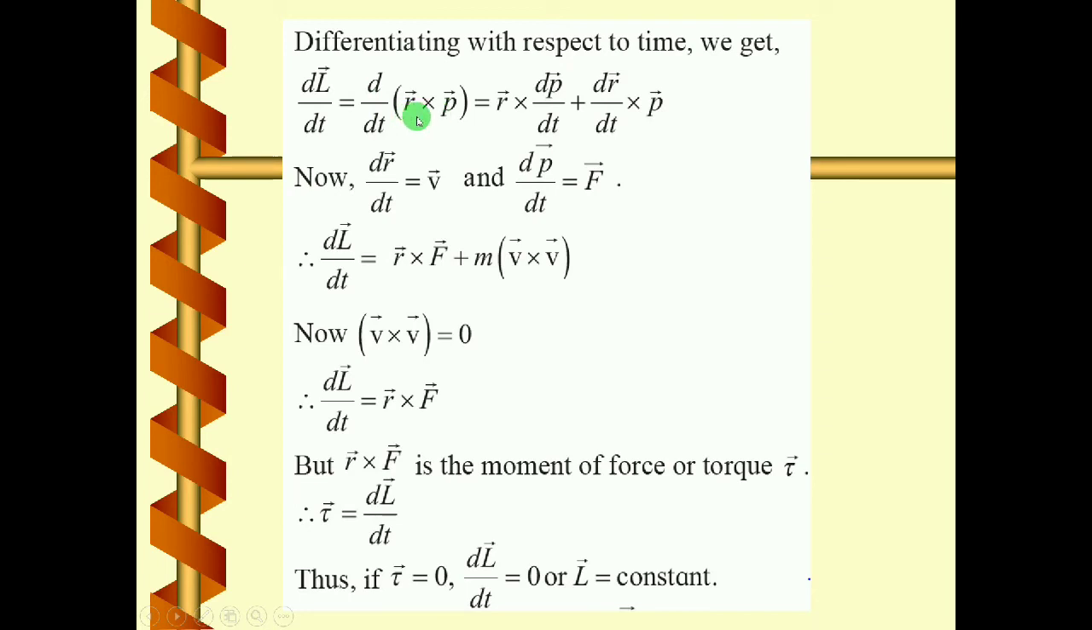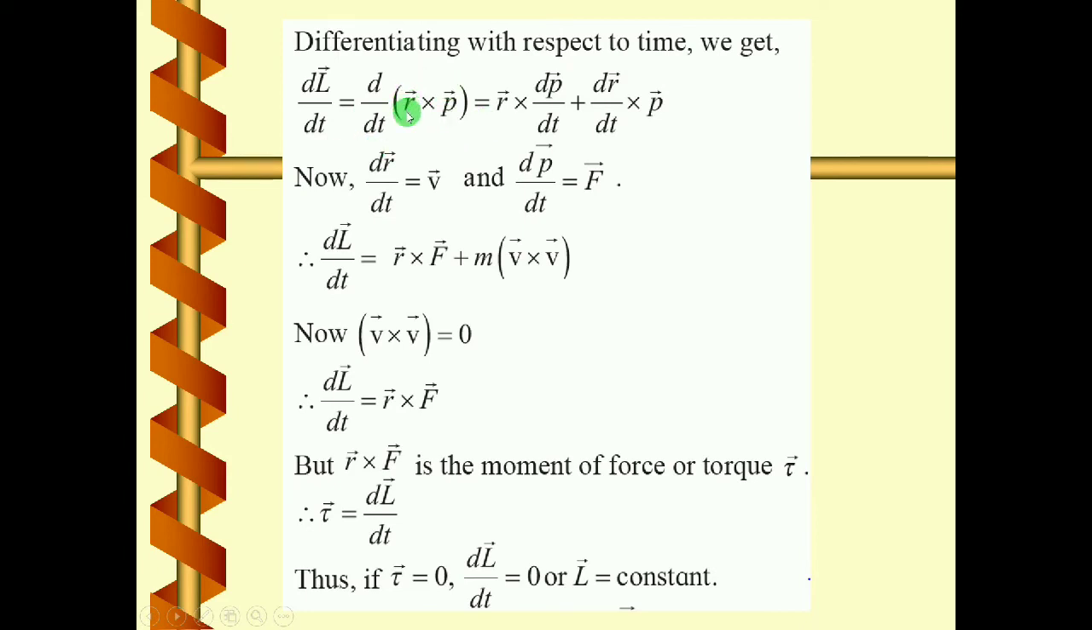So how will you take the derivative of two vectors? Here we are taking the cross product, or vector product, of two vectors. So how will you write the derivative? You will actually apply the chain rule of derivative. And what is that rule?